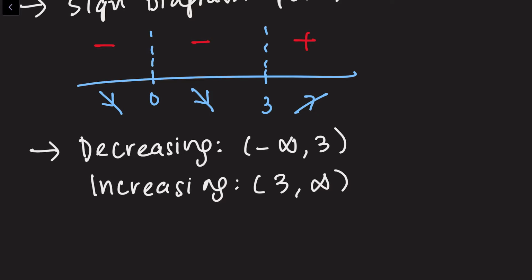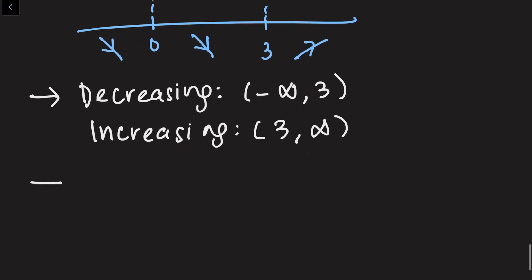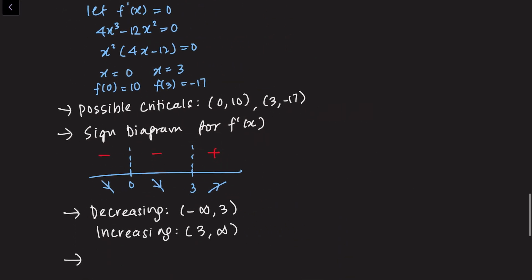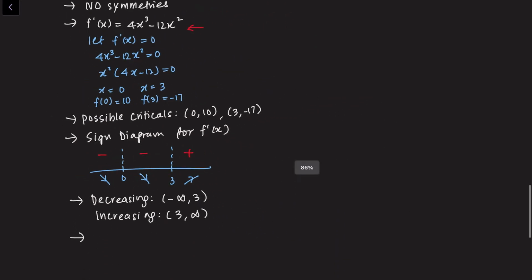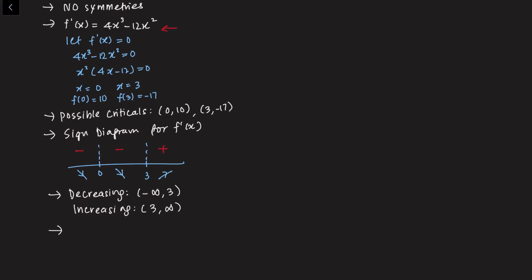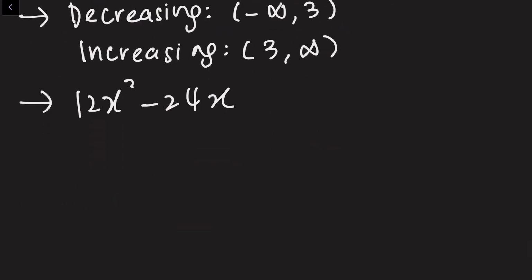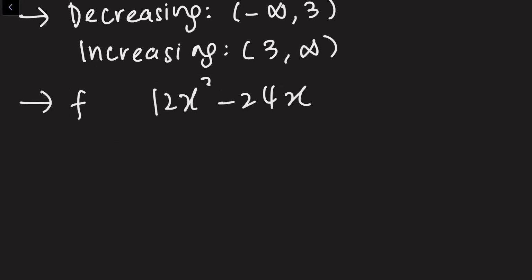Then the next thing that you need to do is to find the second derivative. Again, bring down the power, minus 1, then bring down the power, minus 1. By the way, this is your f double prime x. You let f double prime x be 0.